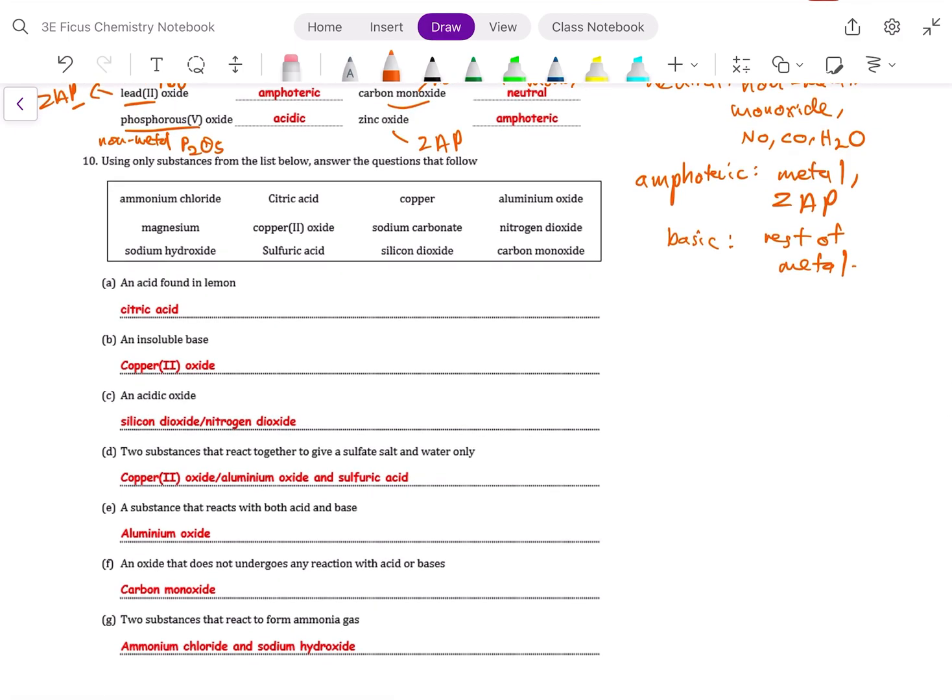Using only substances from the list below, answer the questions that follow. Acid found in lemon. This one is your citrus fruit, so you have citric acid. It's actually a weak acid, but we seldom deal with it. Insoluble base. A base is soluble if it's in group 1, barium or calcium. And what's a base? A base is actually an oxide or hydroxide, I mean a metal oxide or hydroxide.